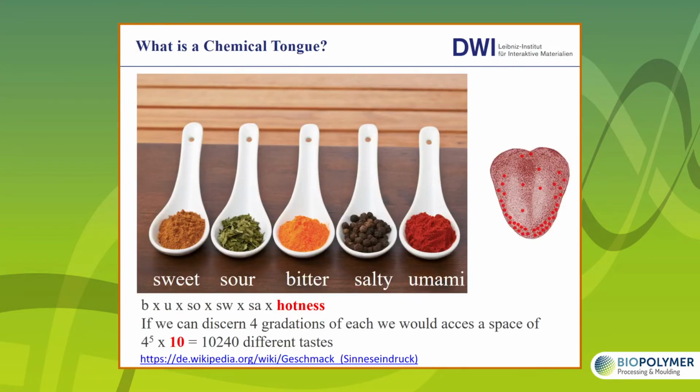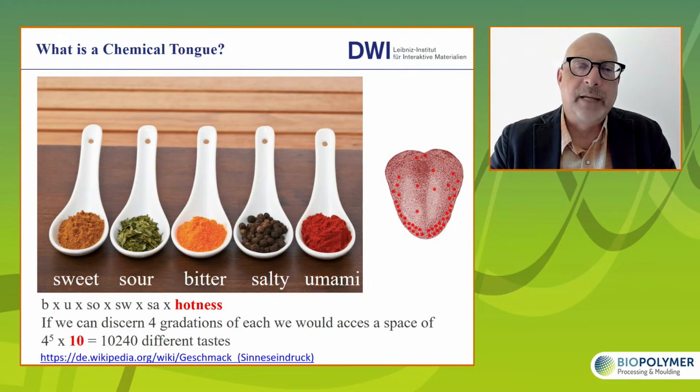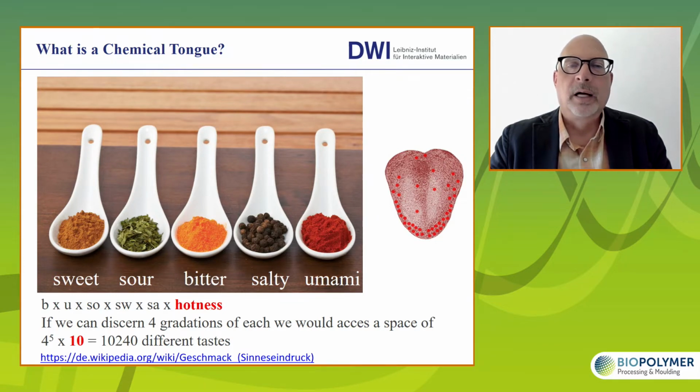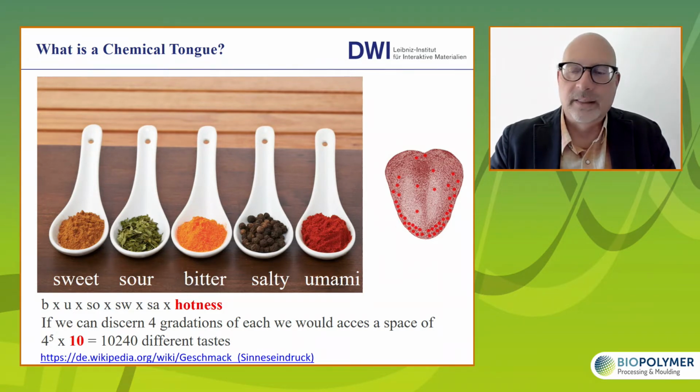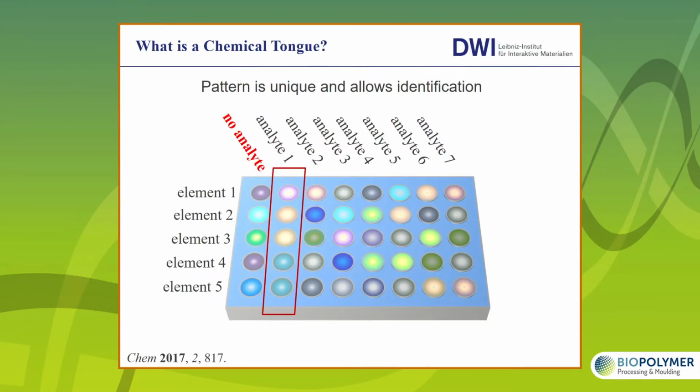In this case, we construct a chemical tongue, but let's first have a look at what a normal tongue in our mouth is doing. We, as humans, are able to distinguish between 5 different tastes that are shown here, and with different intensities of these tastes, we get certain taste sensations. So this more or less works like a matrix, and something similar we make with the chemical tongue.